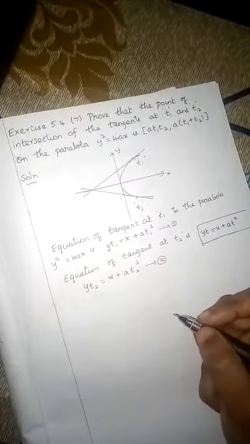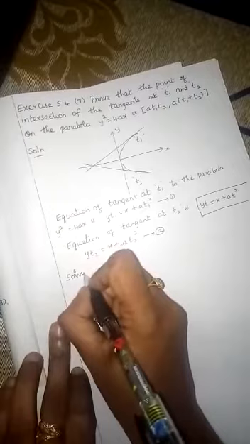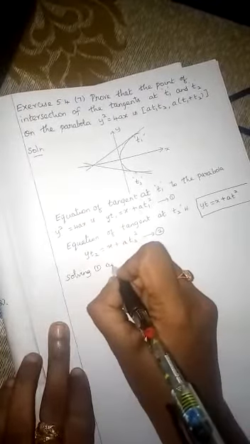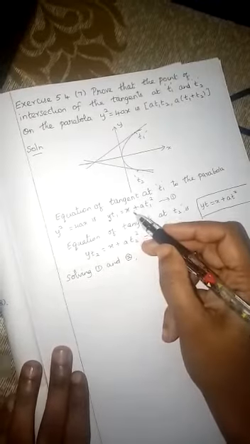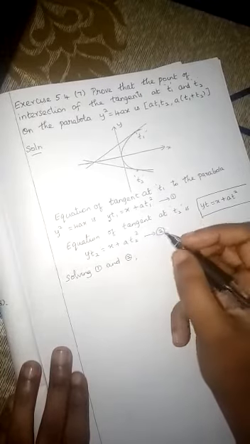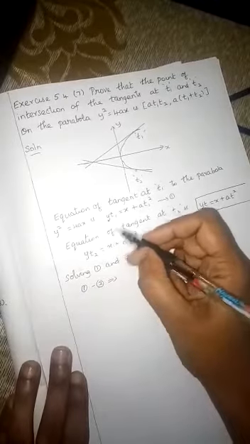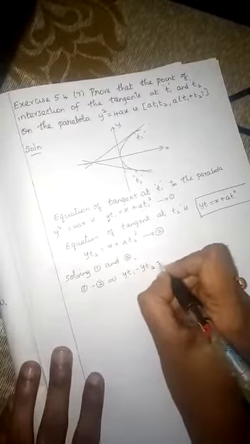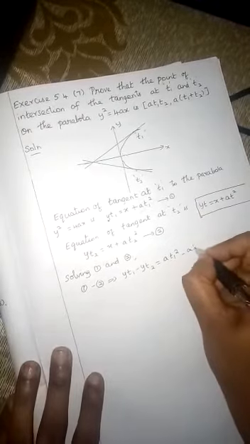We want to find the point of intersection, isn't it? Point of intersection means what? You want to solve both the equations. So solving equation 1 and 2. So how you can solve it? You see here, x and y value you want to find out. If you subtract both x values, you can cancel, and y value you can find out, isn't it? So equation 1 minus equation 2 implies y t1 minus y t2 equal to, here x values you can cancel, a t1 square minus a t2 square.